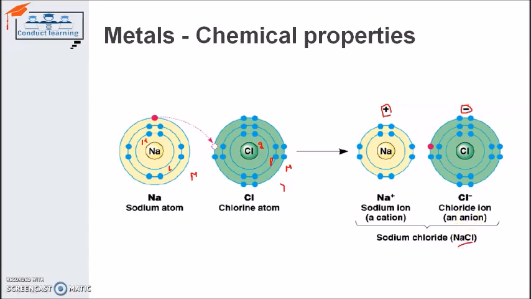This is the ionic bonding that happens between a metal and a non-metal, because chlorine is a non-metal and sodium is a metal. So NaCl is a combination of metal and non-metal.